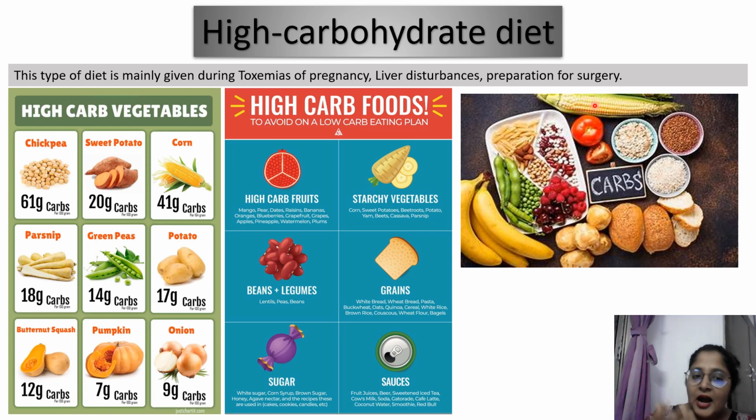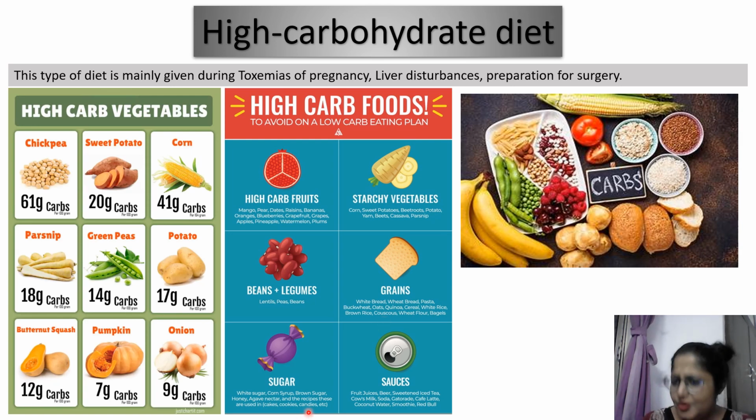So what you can take: high carb vegetables like chickpeas, sweet potatoes, corn, parsnip, green peas, pumpkin, squash, onions, potatoes. These are rich in carbs. High carb fruits like mango, pear, dates, raisins, bananas, oranges, etc. Beans and legumes are also rich in carbs. White bread, pasta, quinoa are also good sources of carbs.